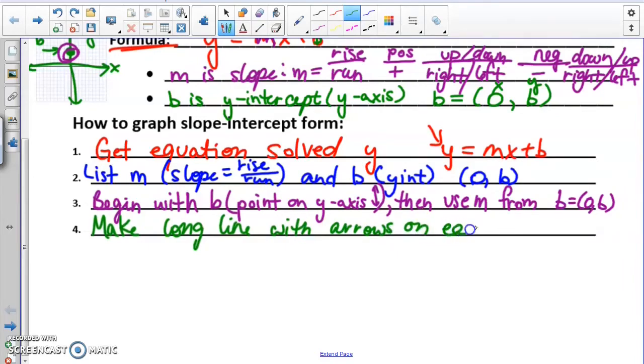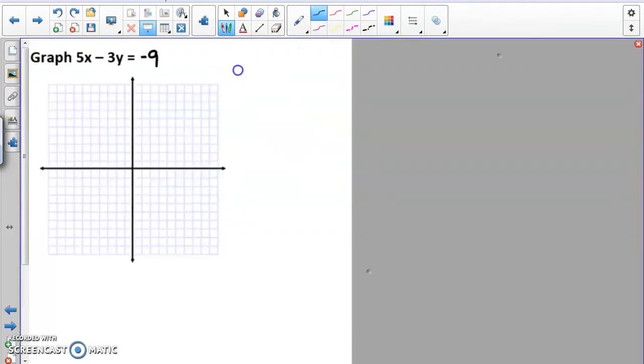Because as we write this out, remember lines are continuous. They go on and on forever, so each end needs arrows. And remember the m is also our rate of change. So once we start using m, we can make as many points as we need to. So let's dive right into example 3.